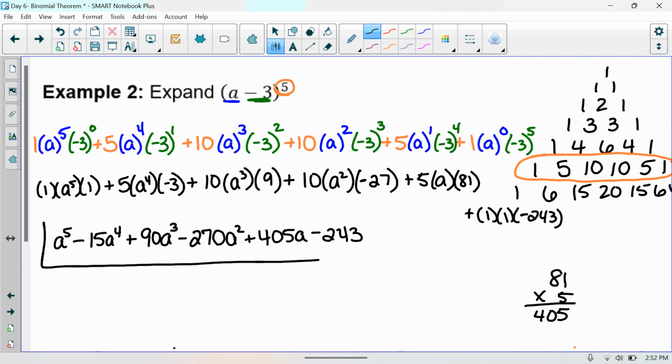Notice how your signs are alternating. Positive, negative, positive, negative, positive, negative. That's not a coincidence. Whenever there's a subtraction sign, that will always be true.